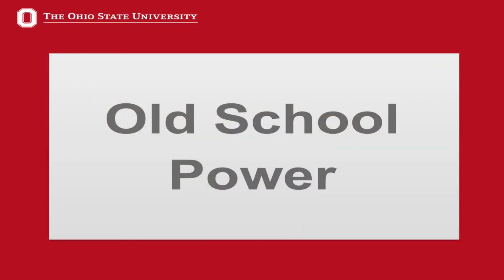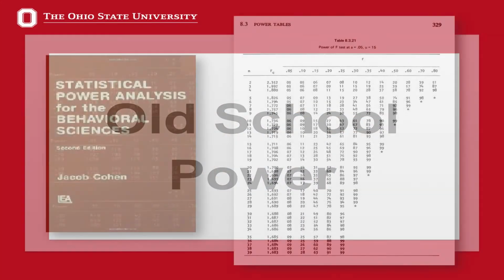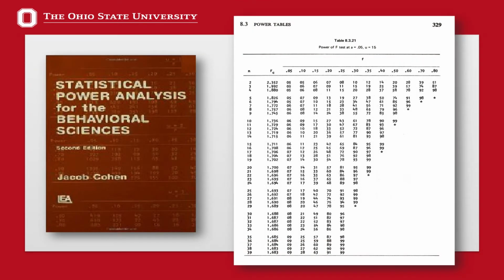Now, in the old days, this is Cohen's book from 1988. If you have insomnia, this is the book for you to buy. The book is about 800 pages. About 500 pages are tables just like this. And so before we had power analysis software, you would go to one of these.